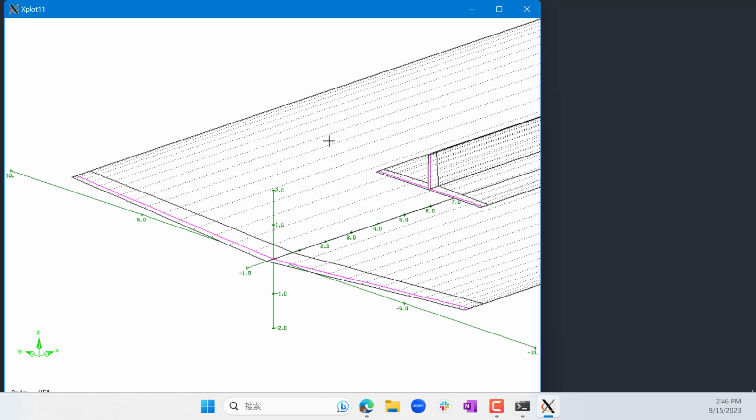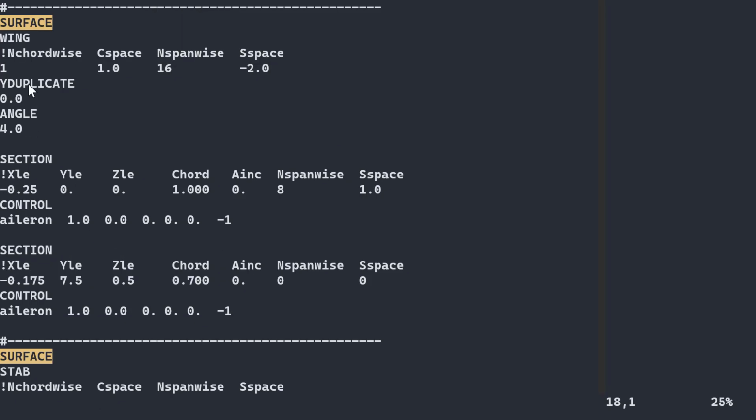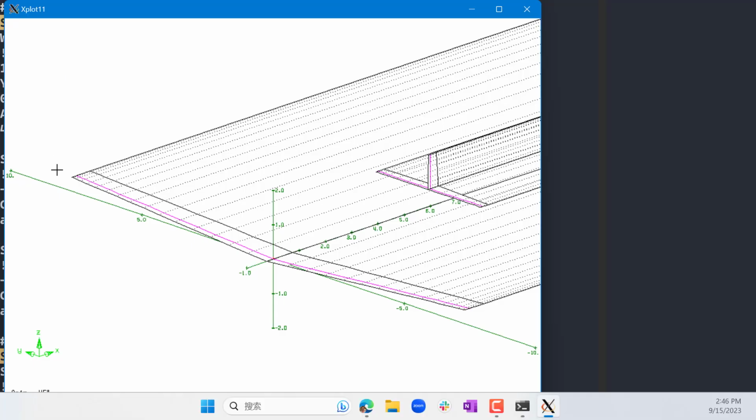All right. So this is what these numbers are controlling. The n chordwise means the chordwise number of vortices is 1. So basically for each section there is one vortex that is centered at the quarter chord. So that's the magenta line.